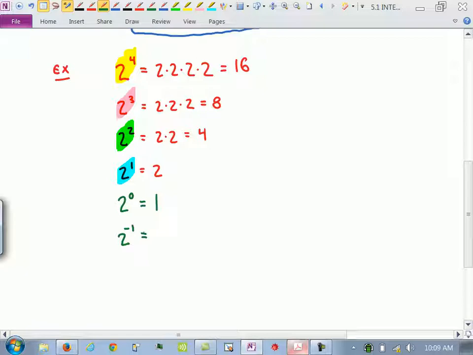How did we get from 16 to 8? Divided by 2. How did we get from 8 to 4? Divide by 2, right? How did we get from 4 to 2? Divide by 2. How did we get from 2 to 1? Divide by 2. How do we get from 1 to, well, we divide by 2.